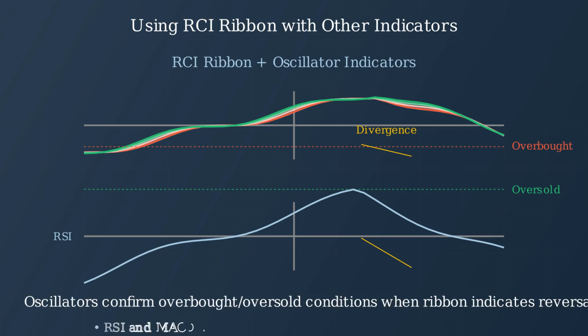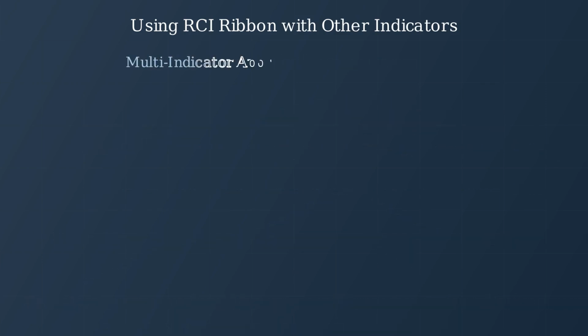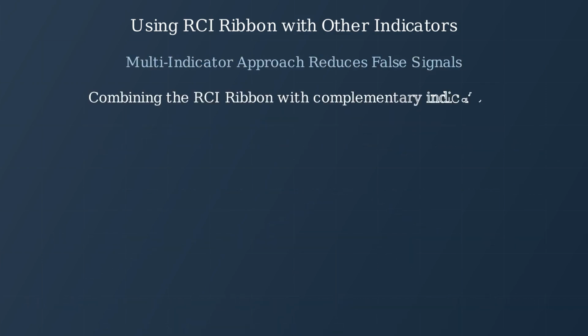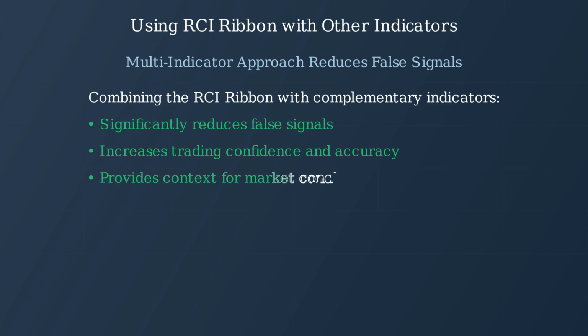Divergences between price and oscillators, when confirmed by ribbon pattern changes, provide some of the highest probability trading setups. A multi-indicator approach with the RCI Ribbon significantly reduces false signals in your trading. By combining the ribbon with the indicators we've discussed, you create a robust trading system with multiple confirmation points.